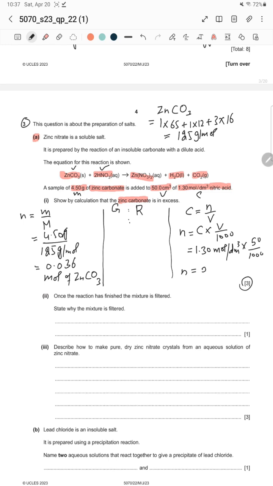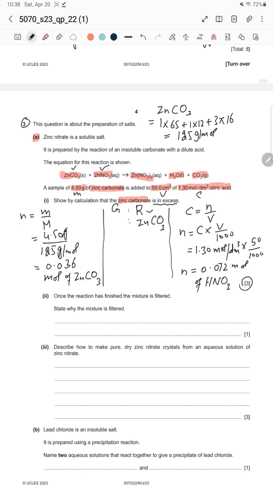So the answer will be 0.072 mole of nitric acid, HNO3. Now students, most important part: whenever the examiner asks you to show by calculation the excess reactant, you should know excess reactant will always be in the required side. So zinc carbonate is in excess, so zinc carbonate will be in the required side.